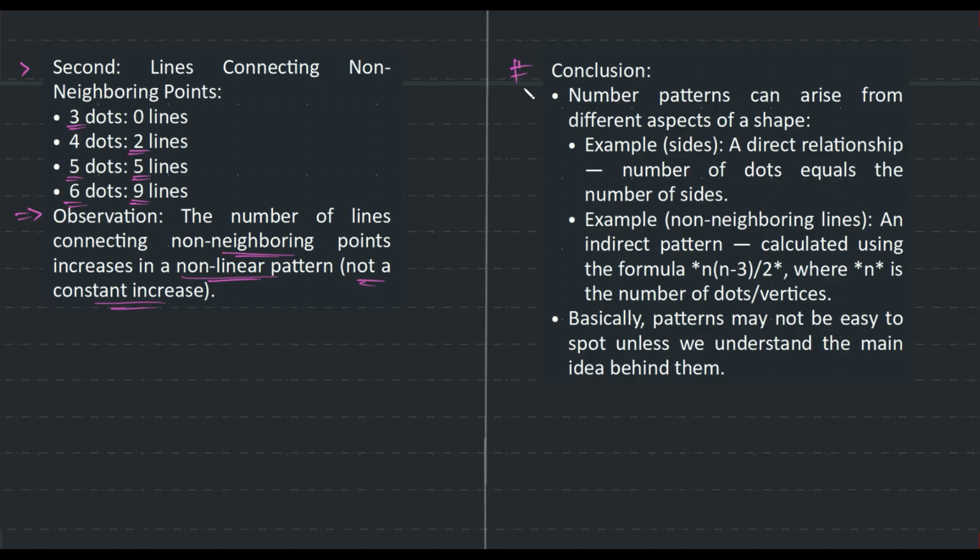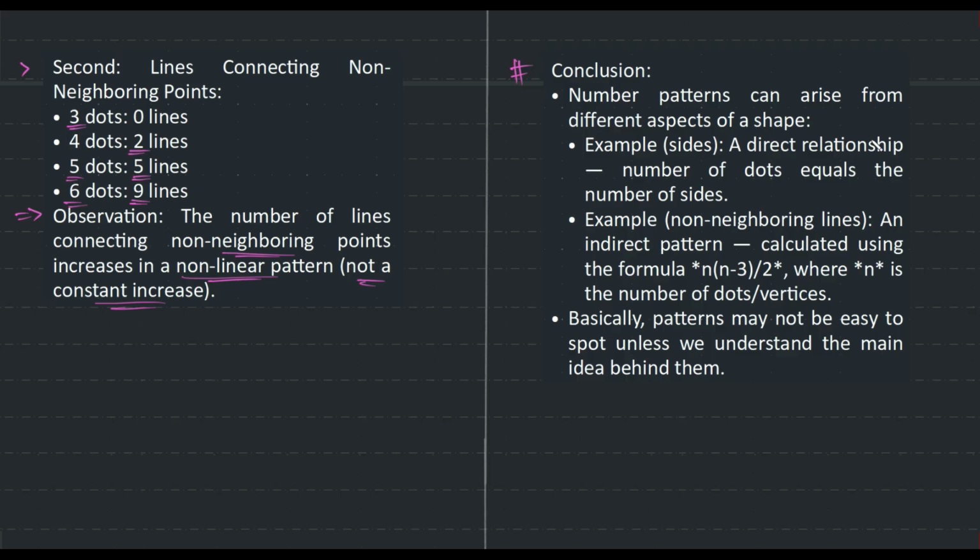Okay. So to conclude, number patterns can arise from different aspects of shapes. What we're trying to tell here is the numbers that pop out of shapes need not be simple. It need not be straightforward. It can be complex. Sometimes it's straightforward, sometimes it is not. That's all we're trying to understand over here. Nothing complicated. All I'm trying to do is expose you to this fact that patterns can arise from shapes, and the numbers that pop out from all of those relationships need not be a simple, straightforward thing. Sometimes it is, and many times actually it is not.